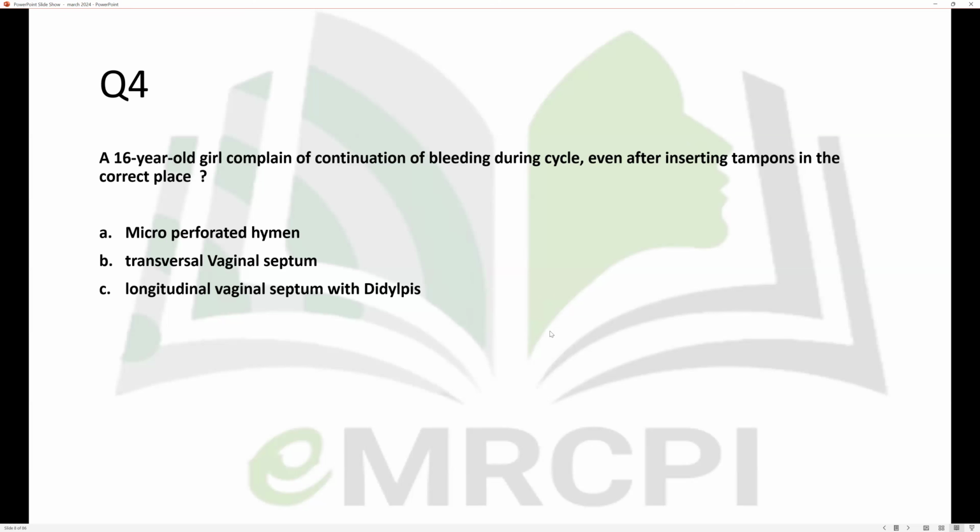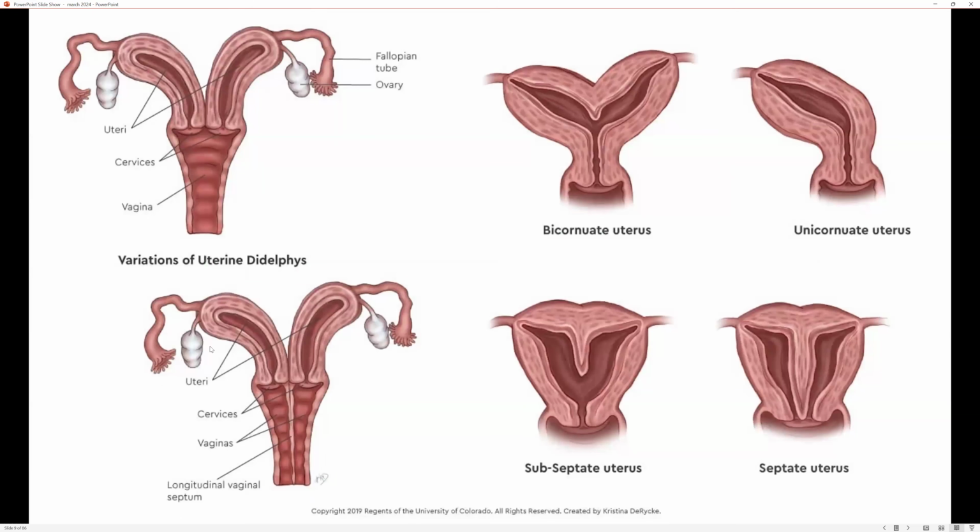Yes, I expect that she has uterine anomalies, or she has a longitudinal vaginal septum. This is, for example, a didelphys uterus, and she has a longitudinal vaginal septum, as you can see here in the drawing, and she's inserting the tampon in one of these. So this one is blocked, but the other one is open, right? So that's why, my friends, she is still bleeding despite the tampons, right?